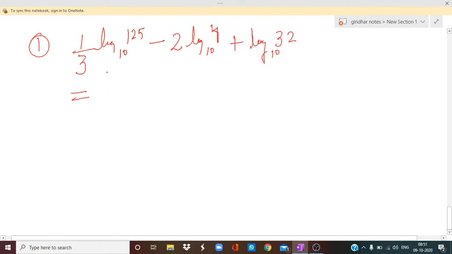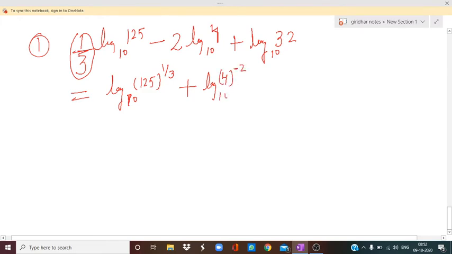First we use the power property here, the power rule. So log base 10 of 125, and this term will come into the power 1 by 3, plus, or minus also you can write. So plus, if I am writing here, this will come 4 to the power minus 2 and base 10, and plus log 32 with base 10. Now we have log m plus log n plus log p. We can go with log m into n into p with the same base 10.